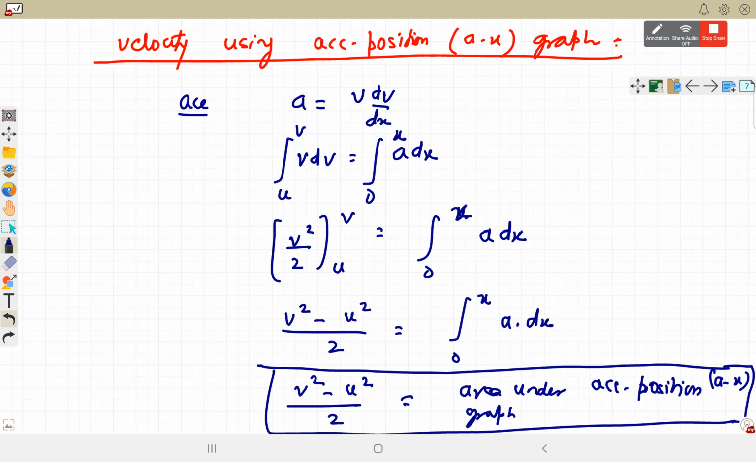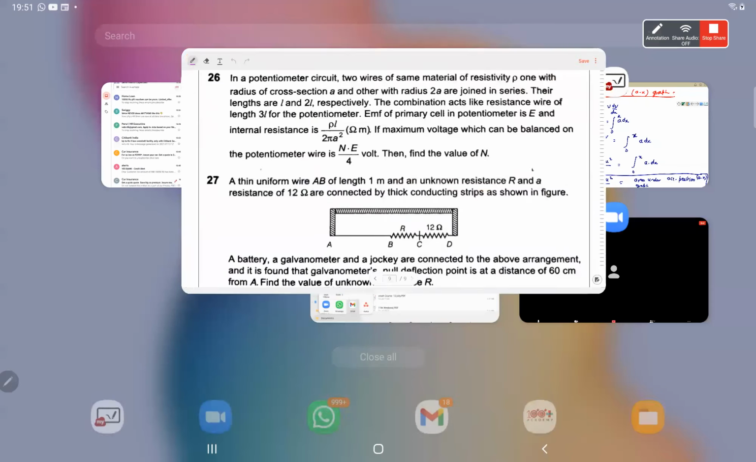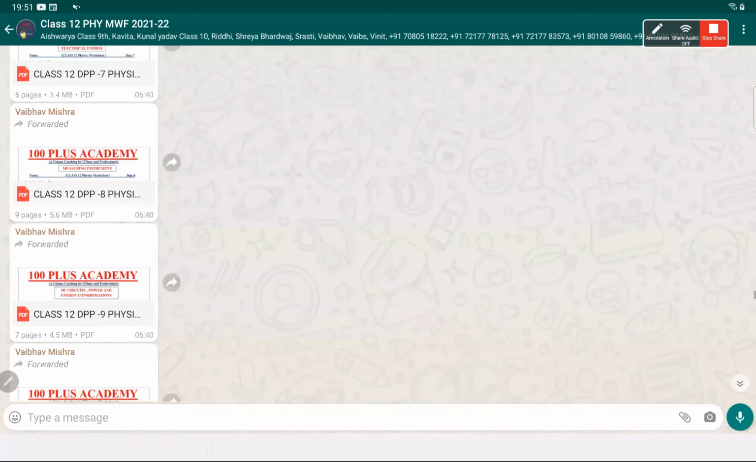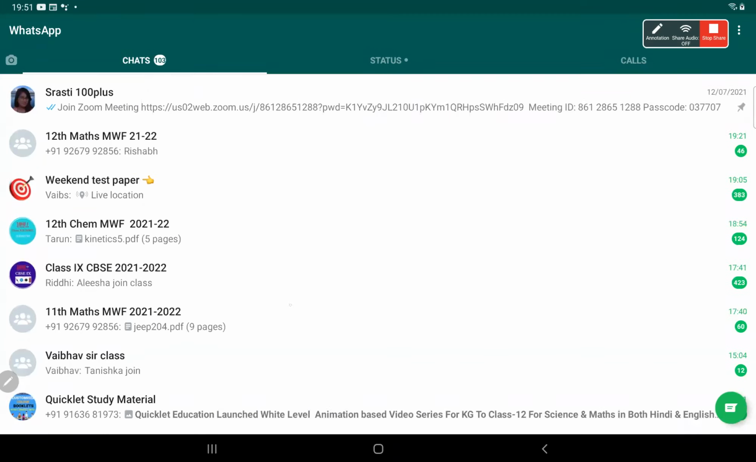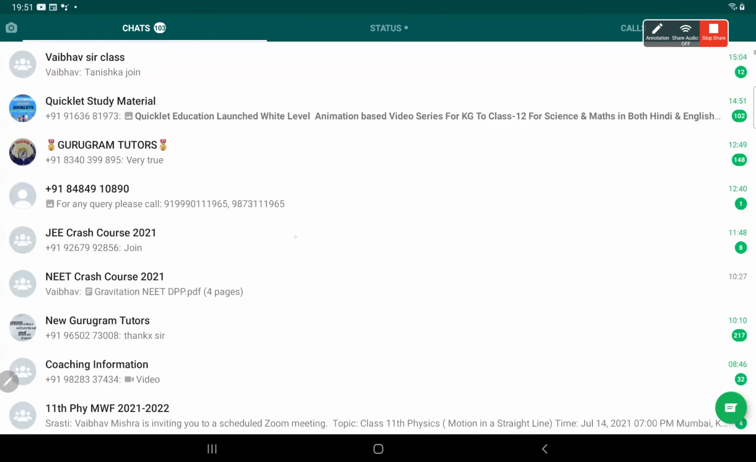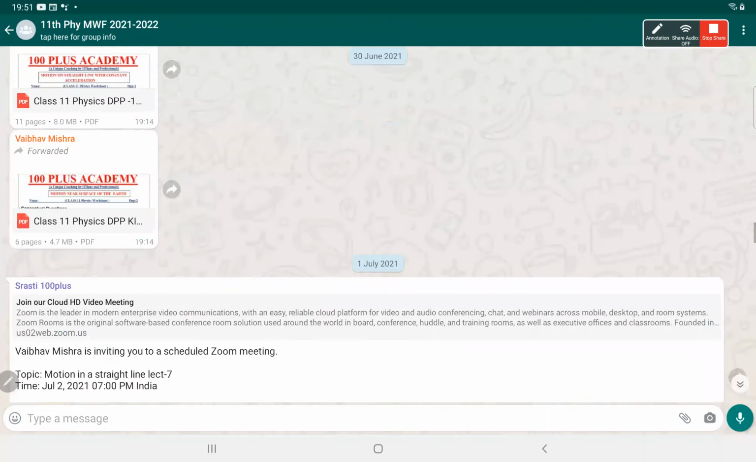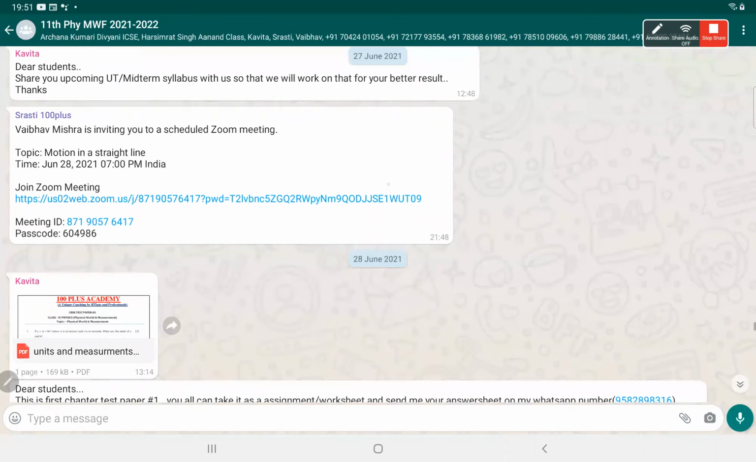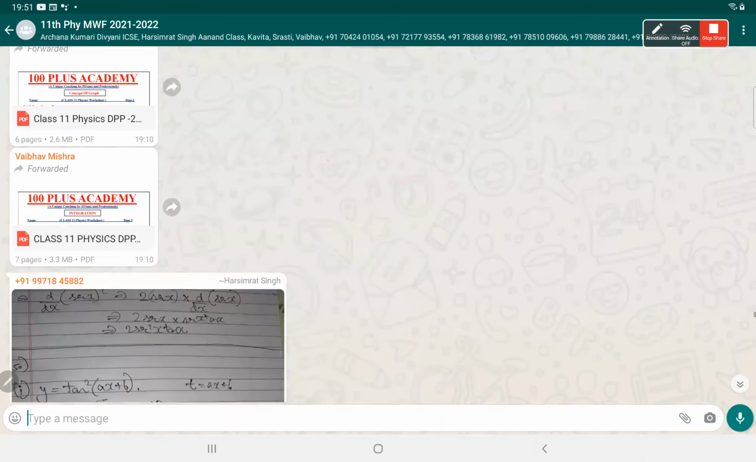Correct? Okay. So now we'll do some questions based on those. So open the problems related to the graph, the graph worksheet. That was the only one which is left.